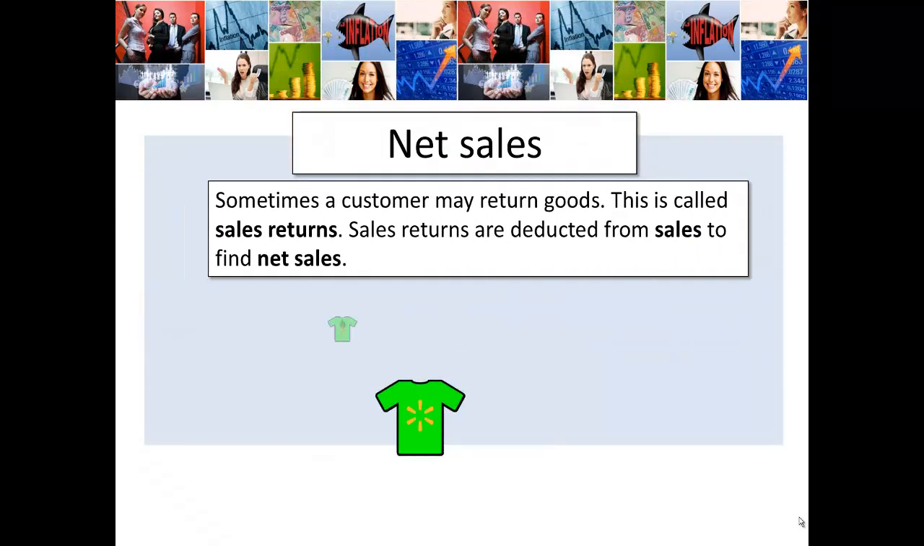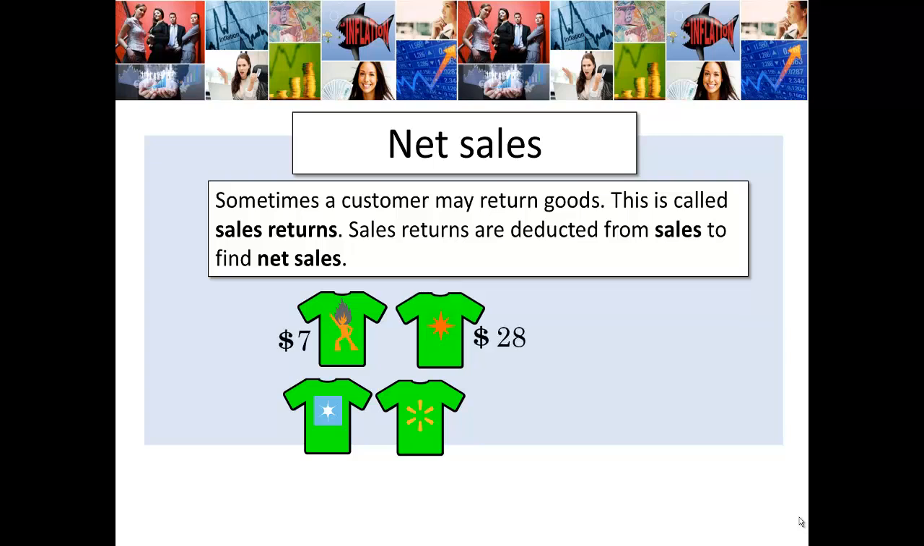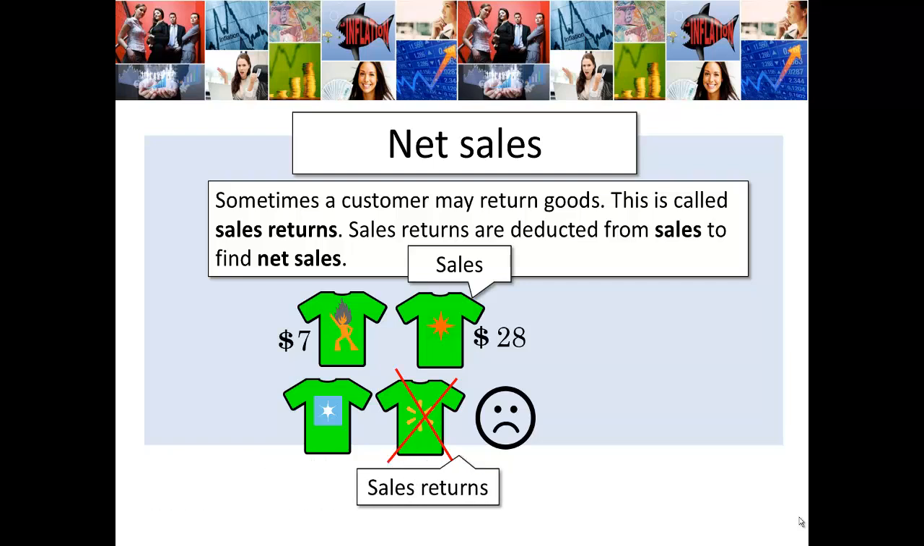Net sales. Sometimes a customer may return a good. It doesn't fit, there's something wrong with it, there's a defect, or they're just not happy with it. Now this is called sales returns. Sales returns are deducted from sales to find net sales. So 4 t-shirts have been sold at $28. That's income, sales. However, there's one unsatisfied customer who brings her t-shirt back. So one of those t-shirts, sales returns, net sales would be $21.